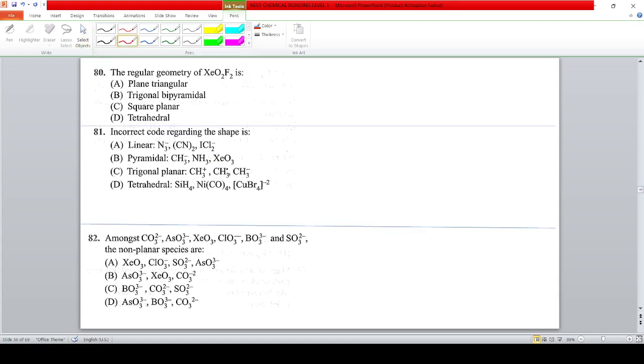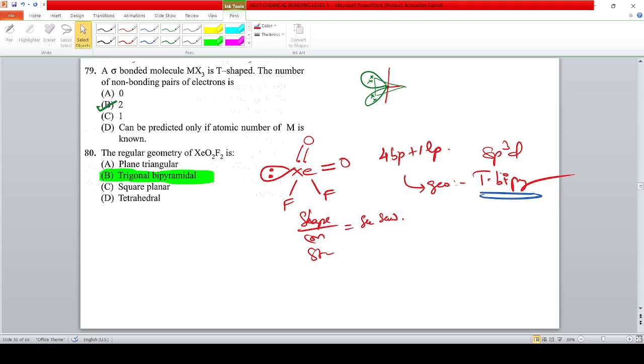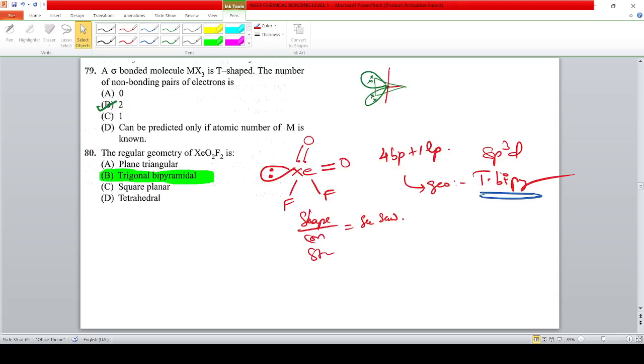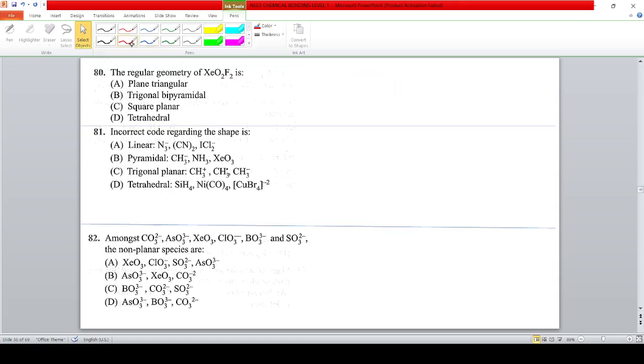Question number 80. They are asking you the geometry of XeO2F2. Oh, what is the previous one? The same question. That's why I was getting confused. Yes, both of them are the same question. This is repeated. Leave it.